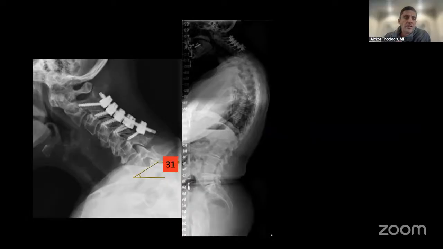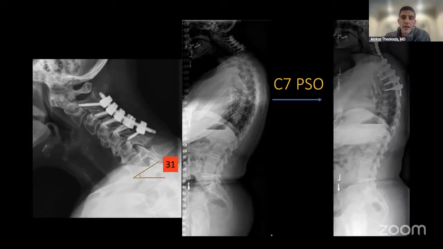Now, this is the lady I showed before. This is a case that we ended up doing a C7 PSO on, and had no issues. C8 was just fine, so it's not a no-go zone. It's definitely an option. So choose your osteotomy as you see fit based on the type of deformity.